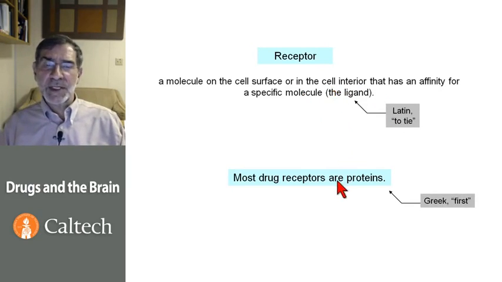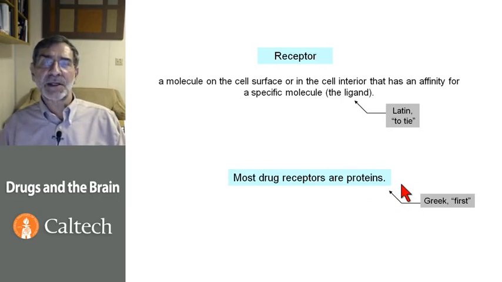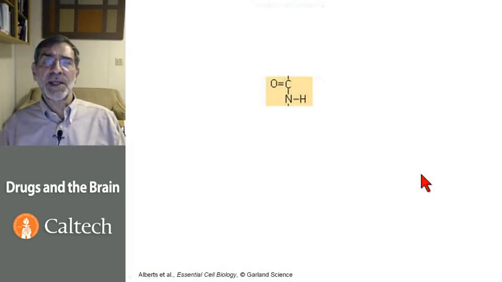The other concept, of course, is that most drug receptors are proteins. The word protein itself arose in the late 19th century when biochemists discovered these classes of molecules and correctly concluded that they are the most, or one of the most important molecules in the body, of first importance, and so they named them after the Greek word for first. Those concepts now we have in hand, and let's go on to the basic makeup of a protein.